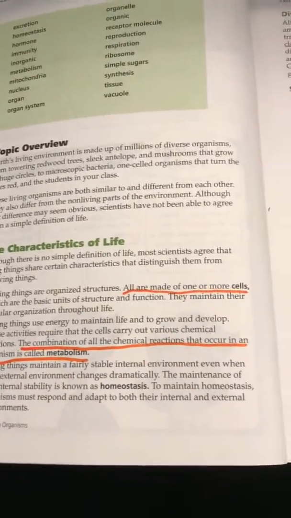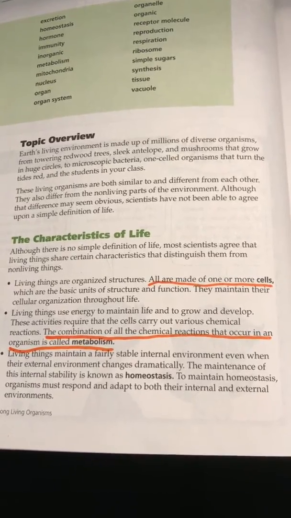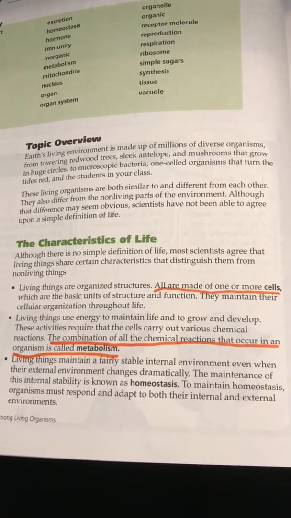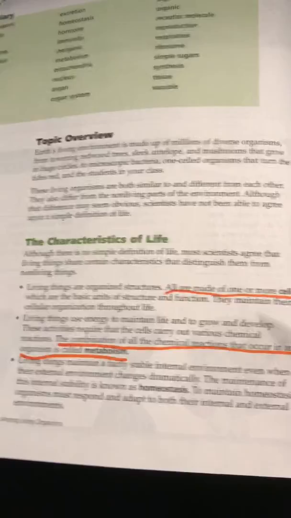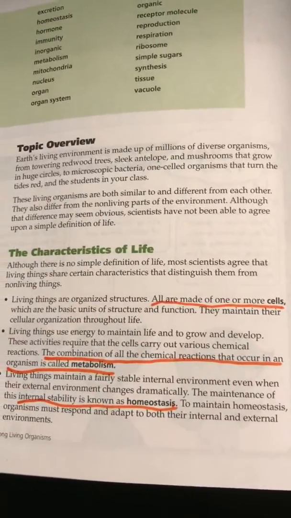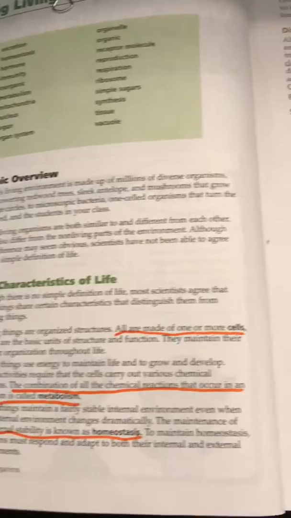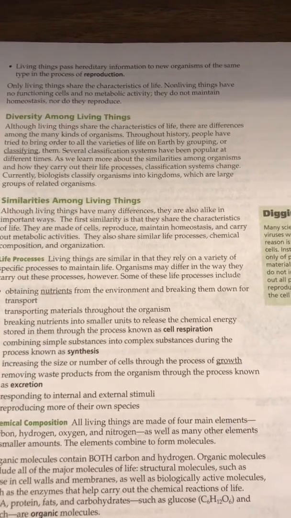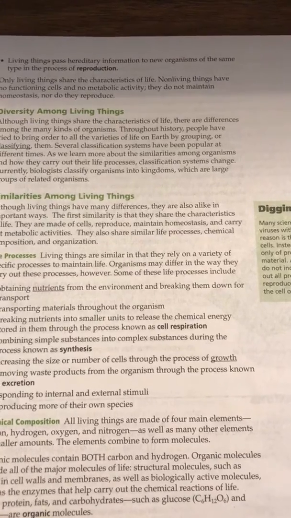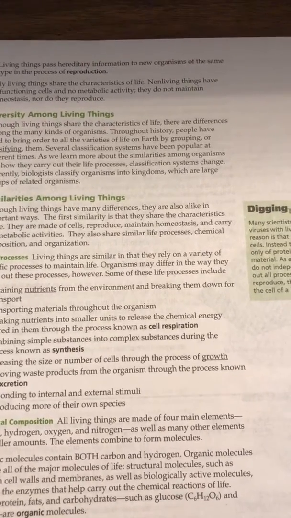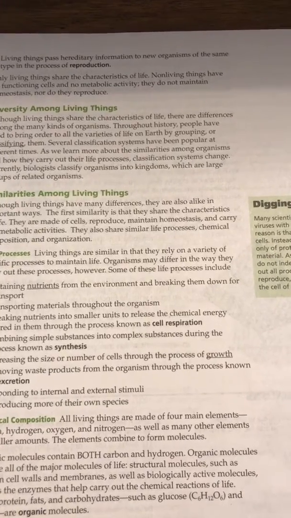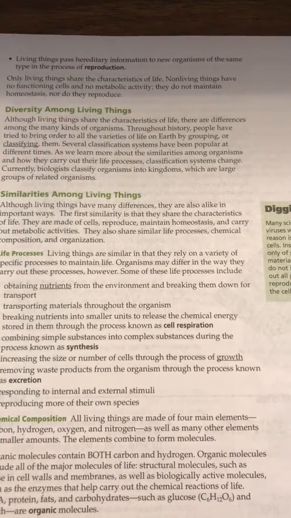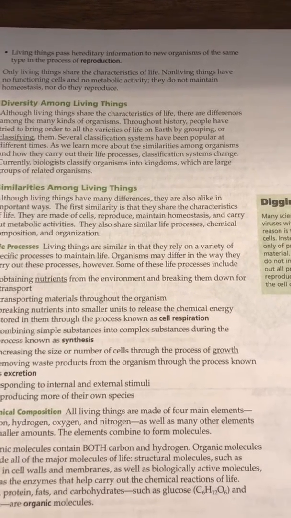Living things maintain a fairly stable internal environment, even when their external environment changes drastically. The maintenance of this internal stability is known as homeostasis. To maintain homeostasis, organisms must respond to and adapt to both their internal and external environments. Living things pass hereditary information to new organisms of the same type in the process of reproduction. Only living things share the characteristics of life. Non-living things have no functioning cells and no metabolic activity. They do not maintain homeostasis, nor do they reproduce.